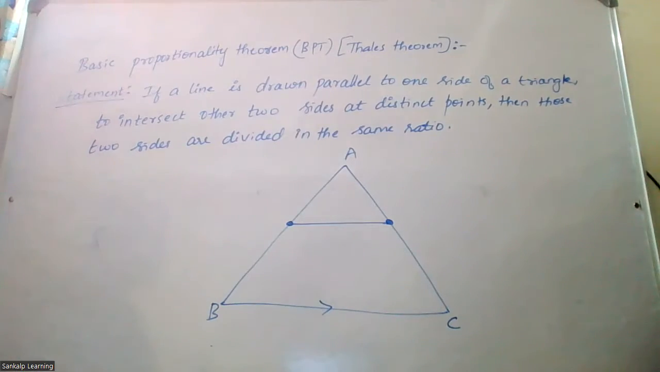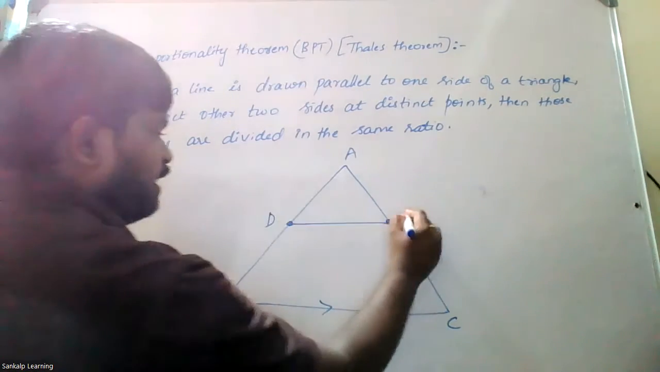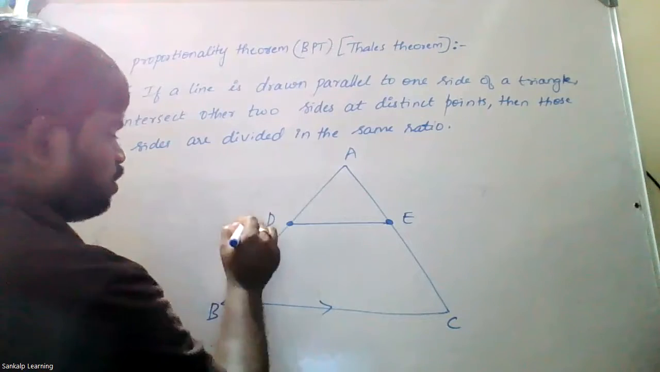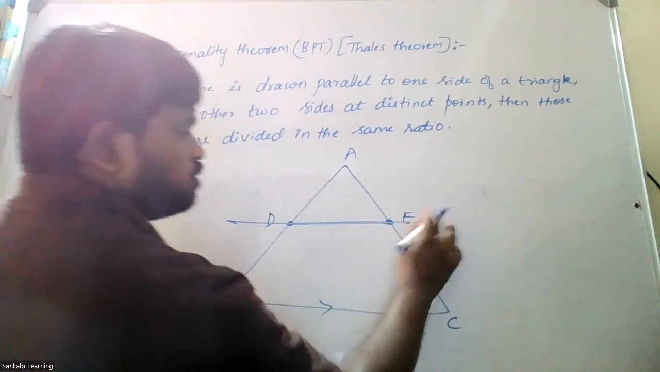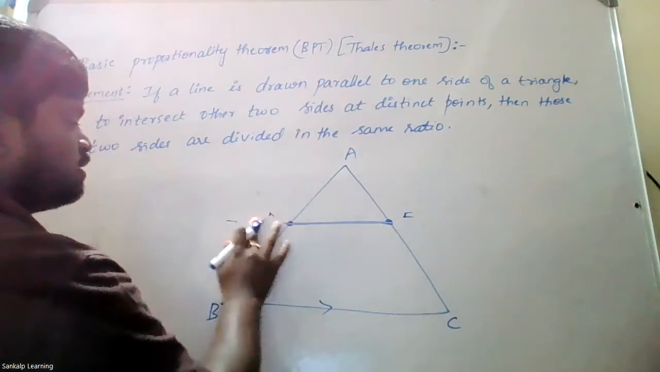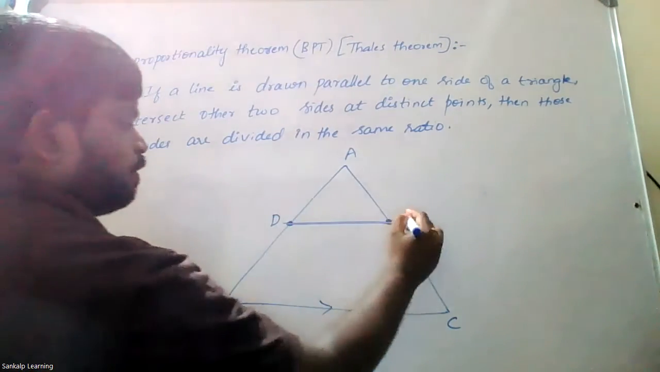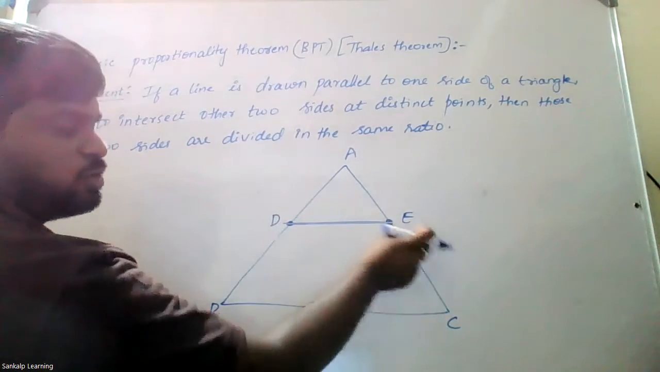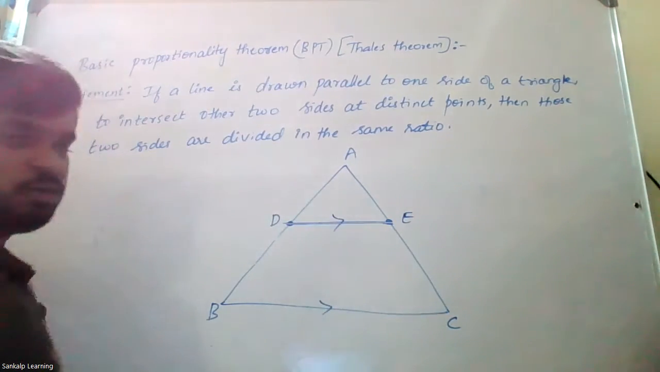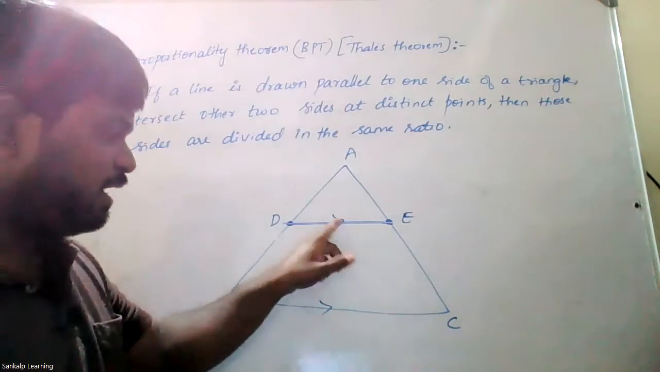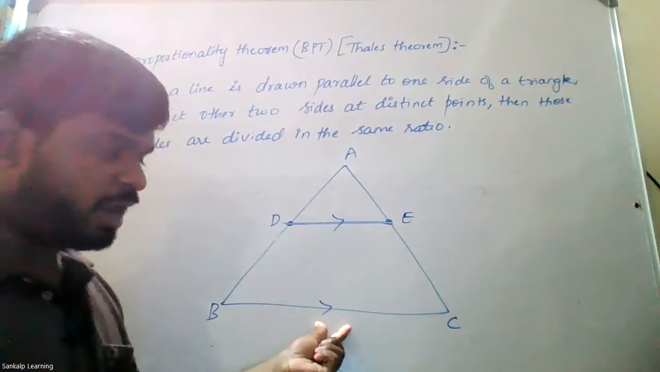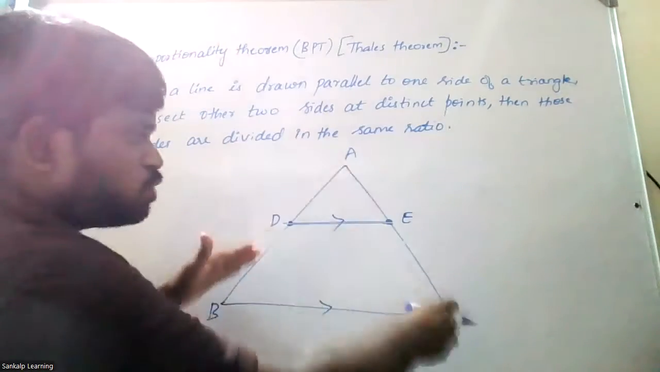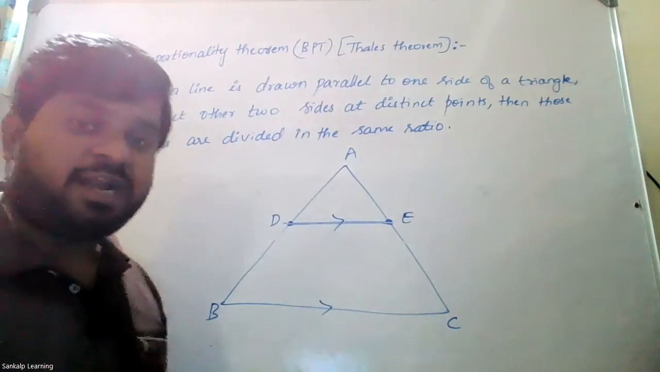Okay, something like this. So let's take a line DE. In general, I've taken a line segment. You can also take a line, no issues, but let's take a line segment itself. I've drawn a line in such a way that it is meeting two sides and it is also parallel to this. If a line is drawn parallel to one side of a triangle such that it intersects the two sides, those two sides are divided in the same ratio.